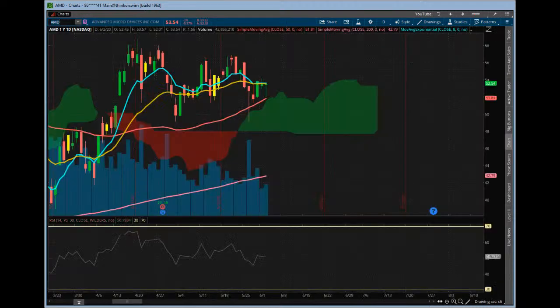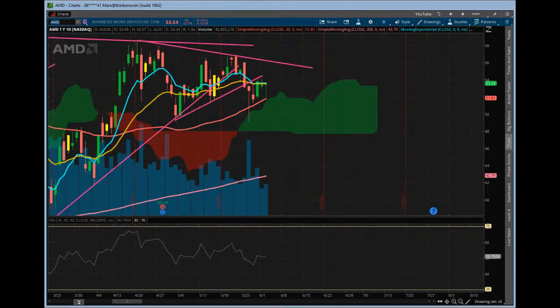And then AMD, a bit of a hammer here off the 50 days, with some good volume, right? It's right there, sandwiched between the 8 and 21 days. So let's see if we can get a little volume to the upside tomorrow off of today's hammer.